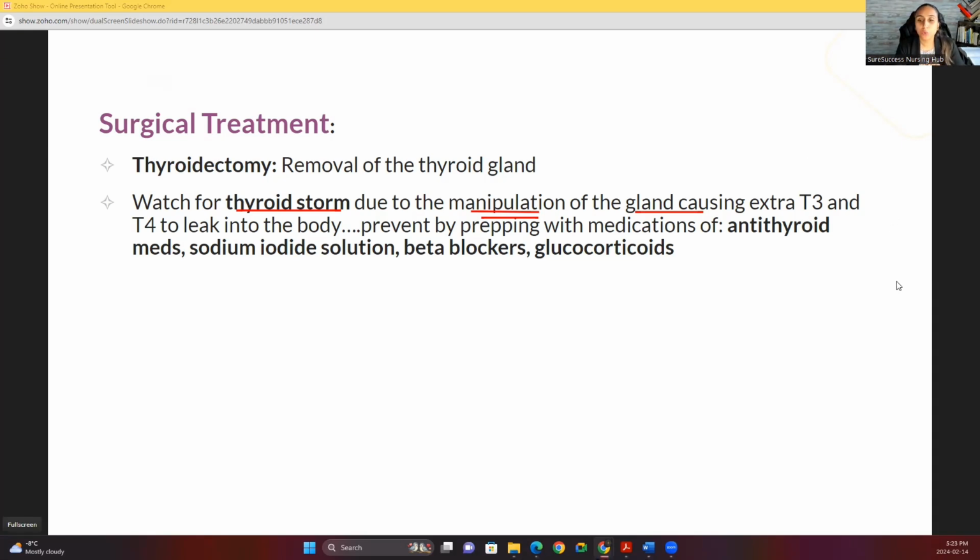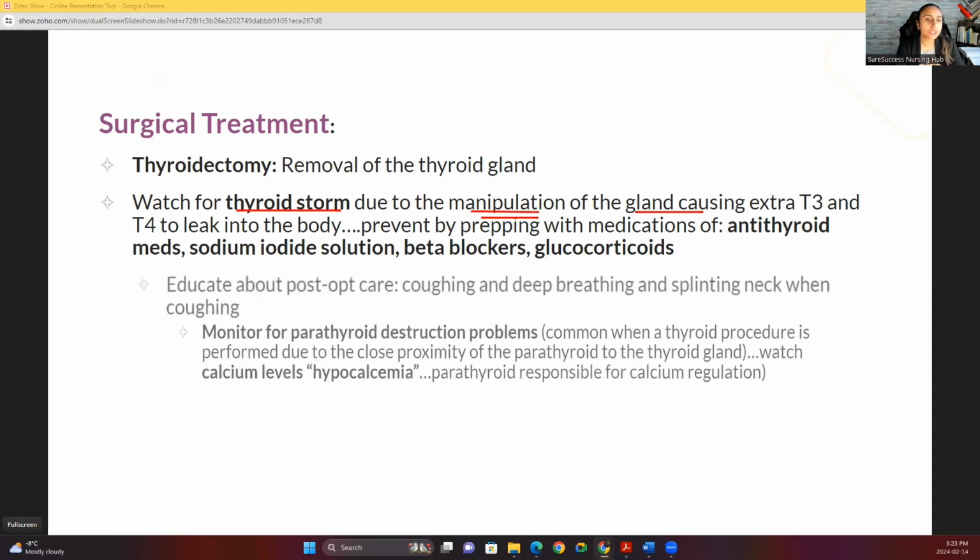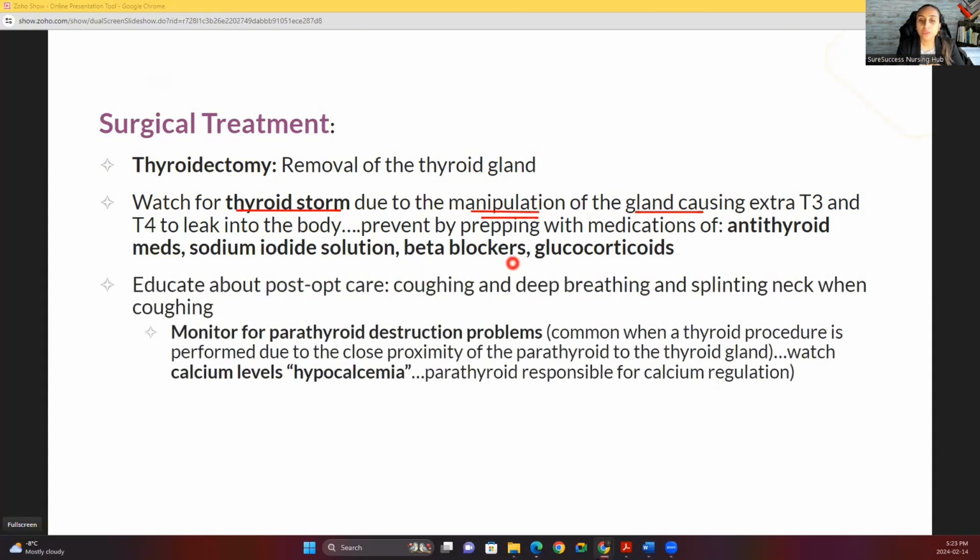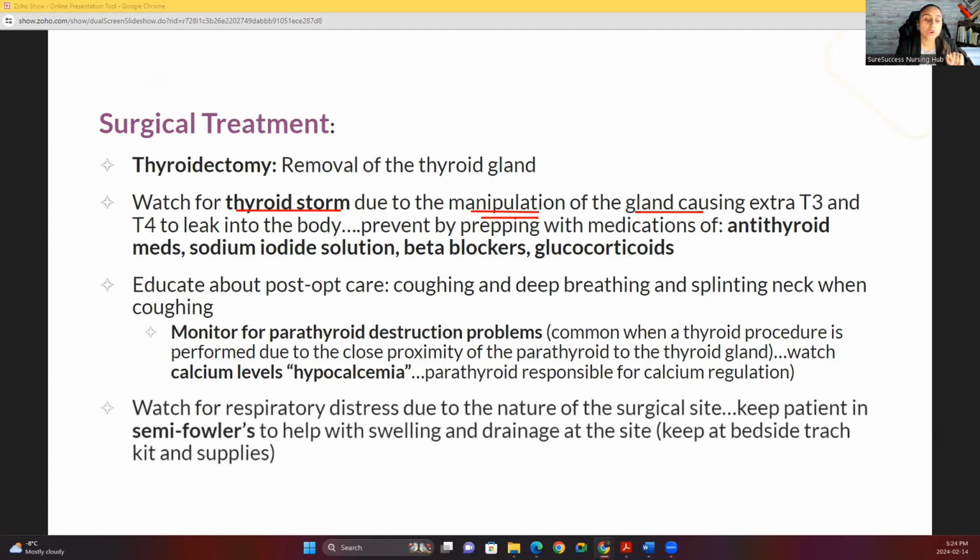All right. So what is the education of the patient? About the post-op: coughing, deep breathing, supporting the neck, and monitoring for parathyroid dysfunction, which is very common. And calcium level: hypocalcemia can happen because the parathyroid is gone, so calcium is gone. Hypocalcemia will occur. All right. And watch for respiratory distress due to the nature of the surgical site. It is in the neck. So keep the patient in a semi-Fowler's position.